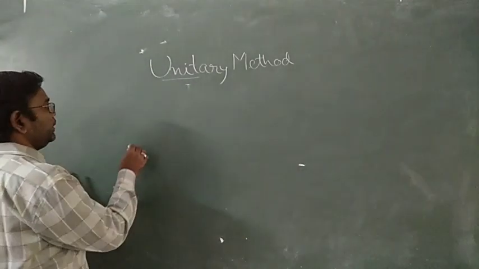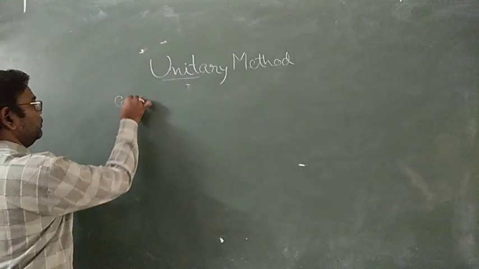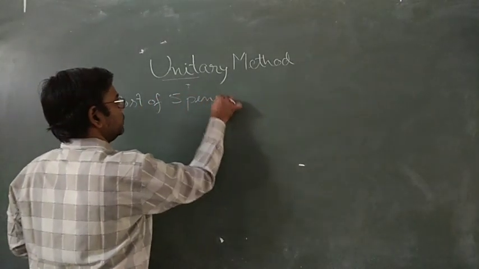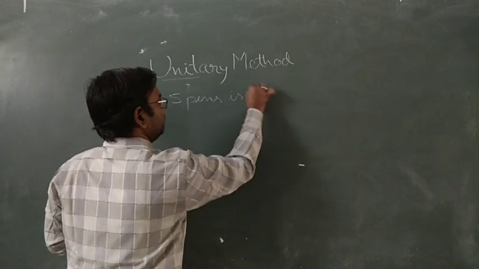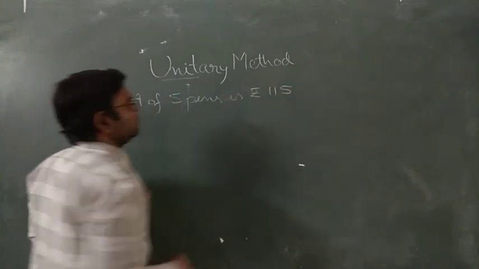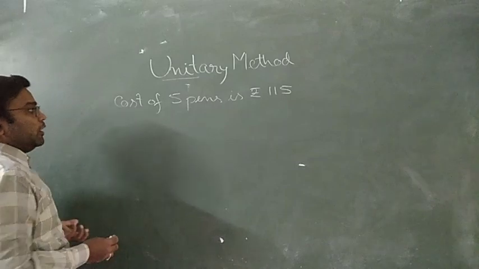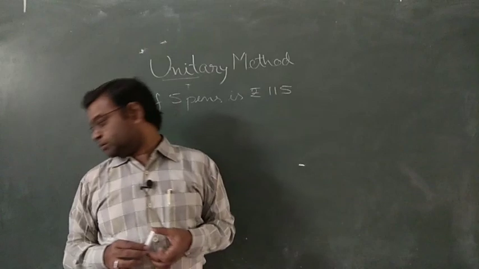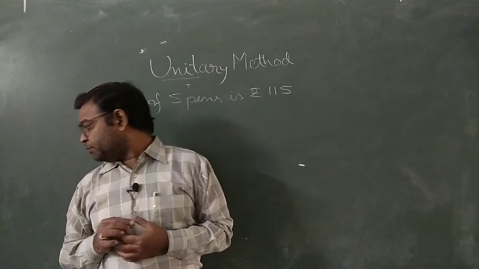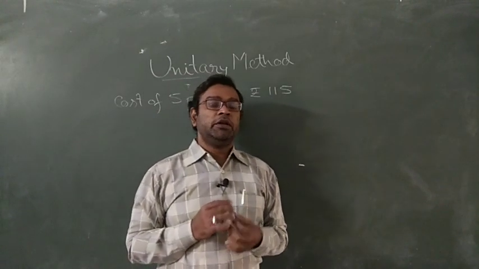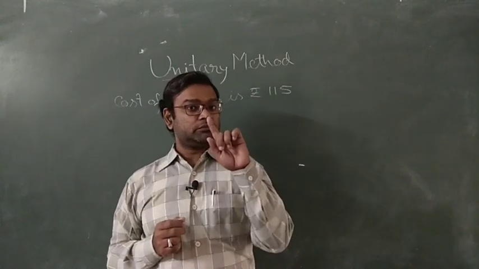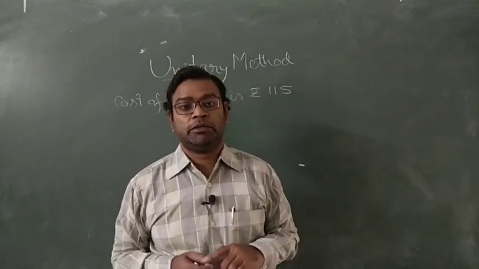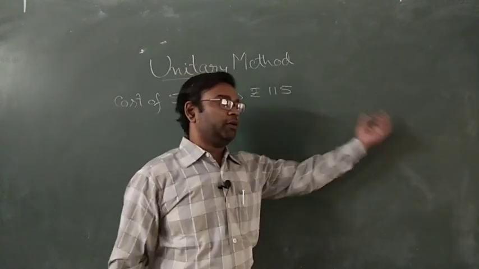Here it is given that the cost of 5 pens is rupees 115. I am writing what is given to you: cost of 5 pens is rupees 115. The question asked is, in rupees 207 how many pens can you purchase? In this question, the number of pens is required. We are going to find out the number of pens, so we keep that at the end.